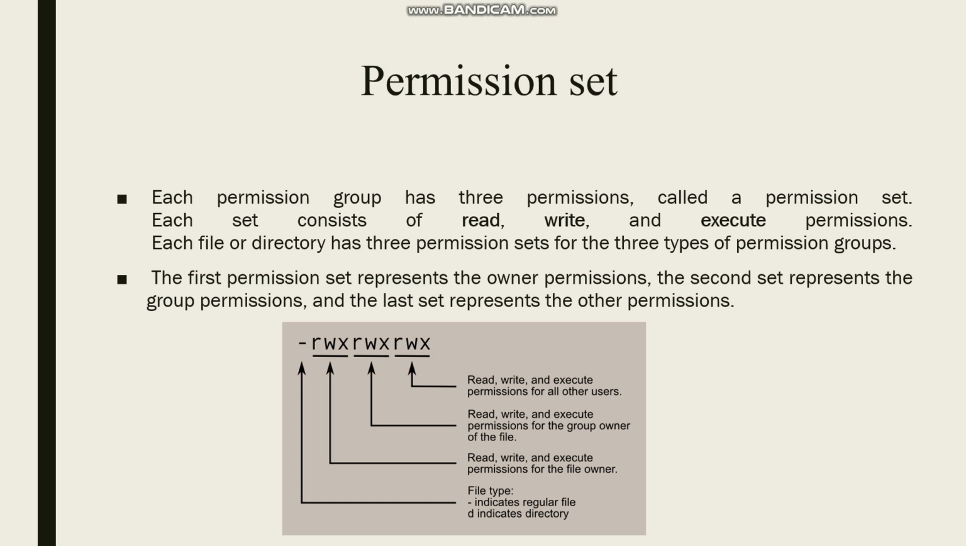The second set of three is the read, write, and execute permissions for anyone who belongs to the user group of the file. So let's go back and perform the practical.